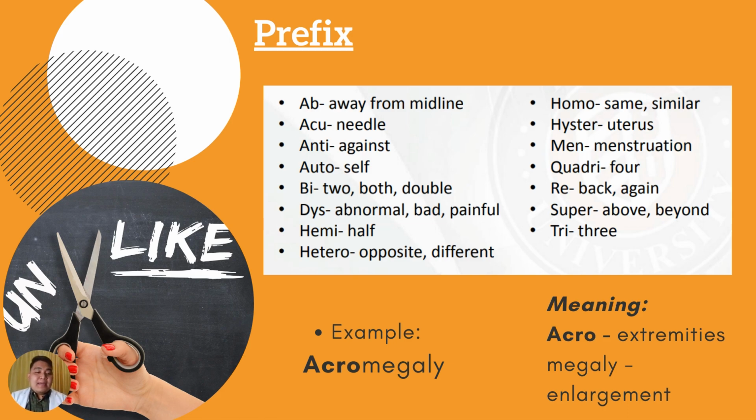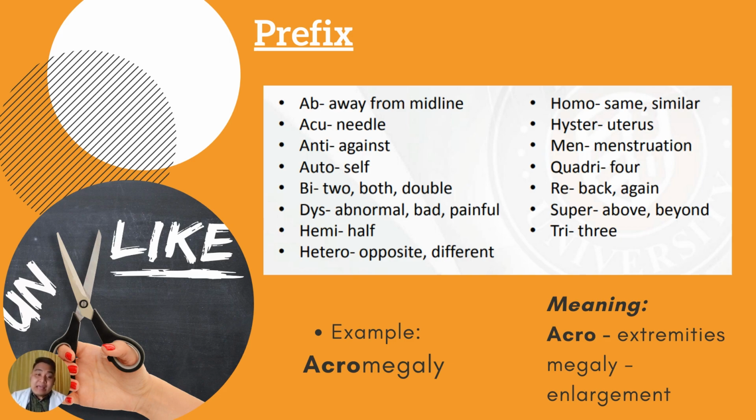And the other word, maybe it can be a root word or a suffix, but we will note later on what is the rule on how to use that one. Now, using this form, here are examples of prefixes. We have ab, which means away from the midline. Acu means needle. Anti means against.